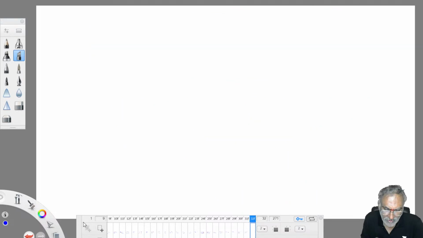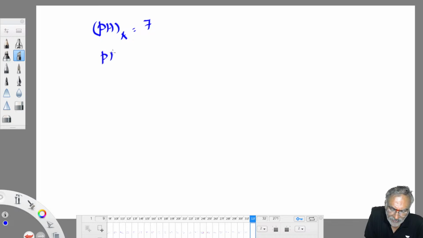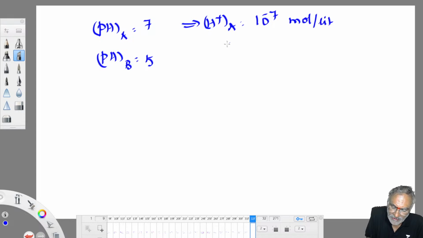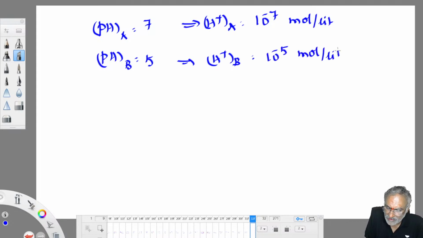Okay. So what to do? We should not involve pH in the calculation part. Instead, we should involve the H plus ion concentration. The pH of solution A is 7 and the pH of solution B is 5. So H plus of solution A is 10 power minus 7 moles per liter, and H plus of solution B is 10 power minus 5 moles per liter. Okay?